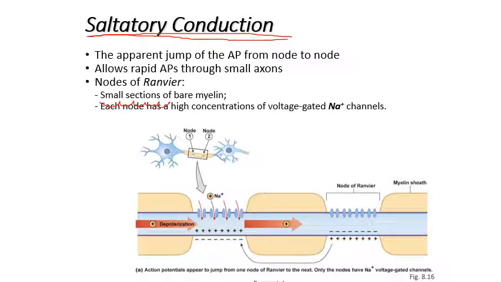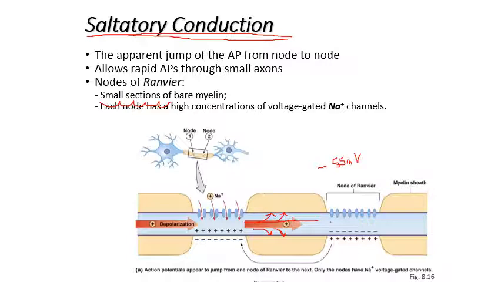But with saltatory conduction, with the myelin sheath there, the depolarization that takes place here moves in this direction. And because we have this insulation, there is no leakage of the current. So we don't lose the current, because remember, when we reach this patch, we still need to be at -55 millivolts.